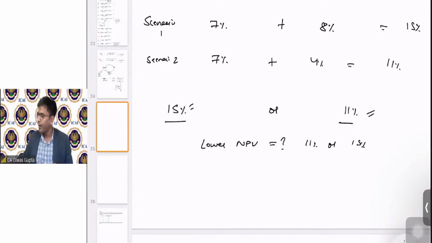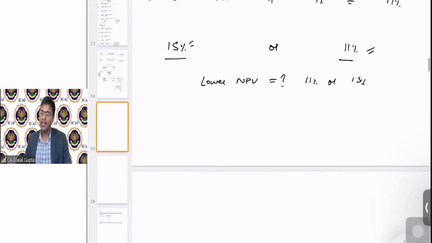Mansha, lower NPV at 15%. Devansh, 15%. Anumila, 15%. Suraj, 15. Perfect. Everyone is correct.